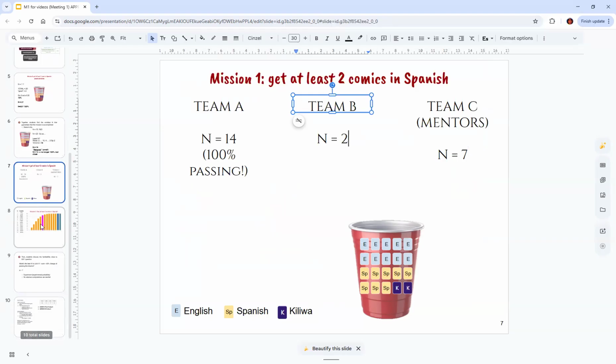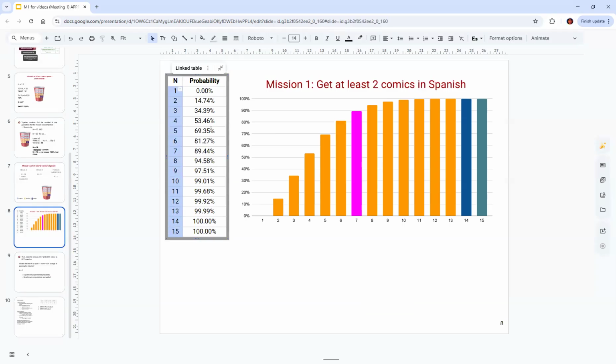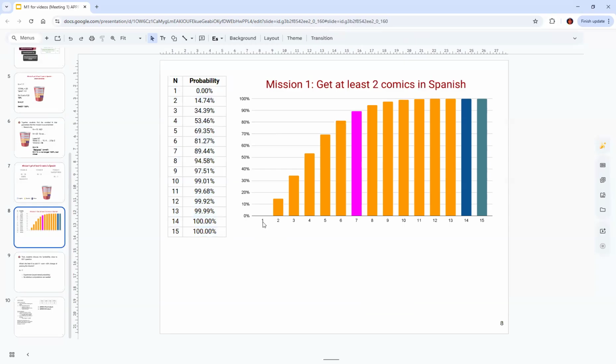So I want to show you a chart that you don't need to show your students. You could show it to some advanced ones, but we'll do this in meeting 2 later. This chart tells me the probability, given an n that I choose, of passing the mission. I already know that picking just one comic gives me 0 chance because I cannot get 2 comics in Spanish just by picking one. And this chart tells me that if I pick 2 comics, my chance is just like 14% or so, really, really low, but still doable. And a student may just risk it and play n equals 2.